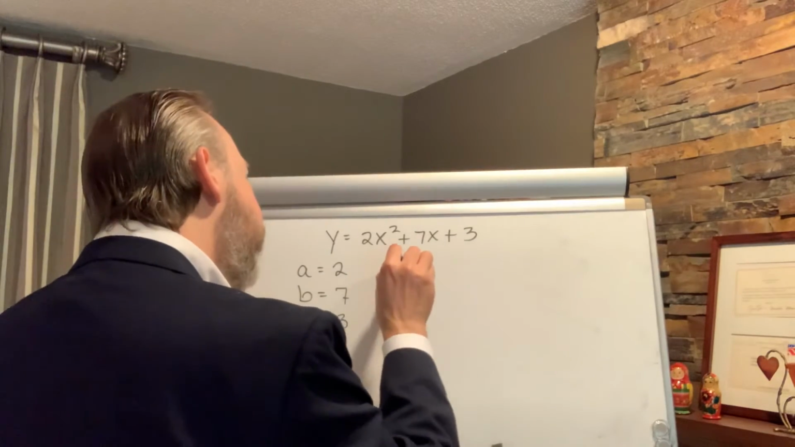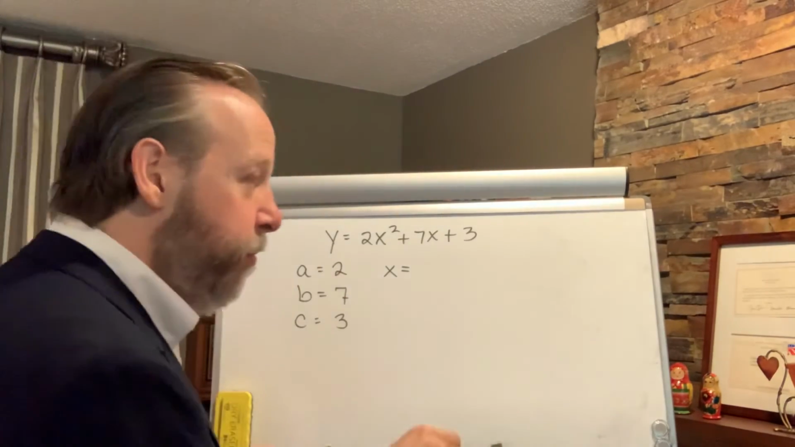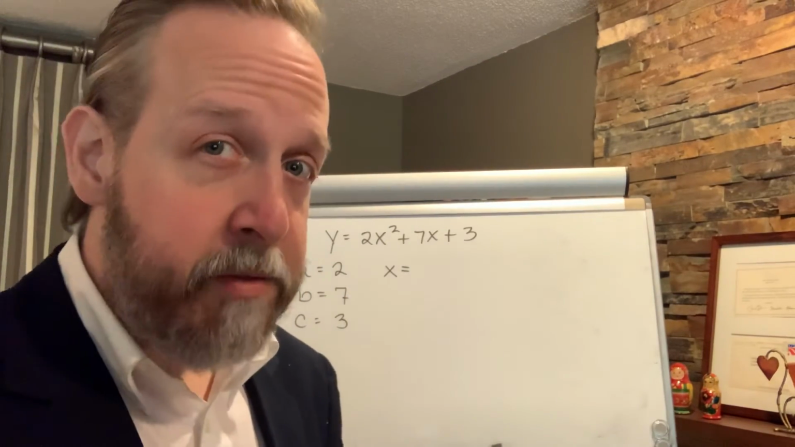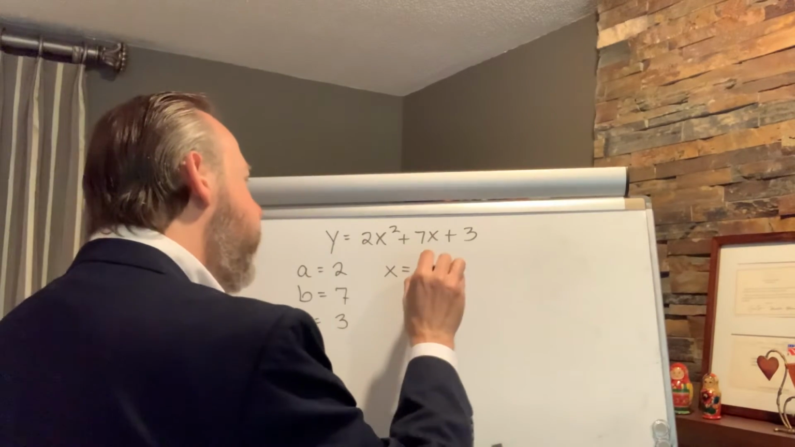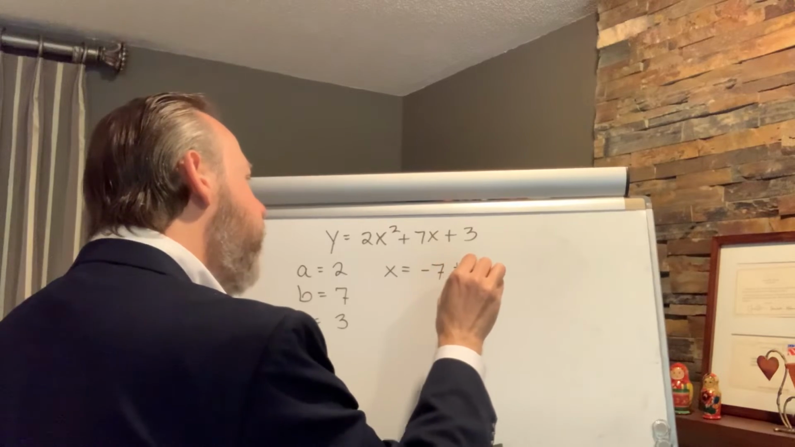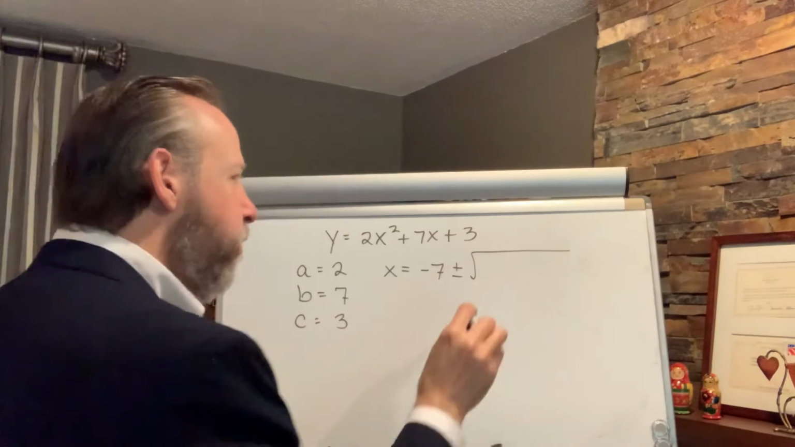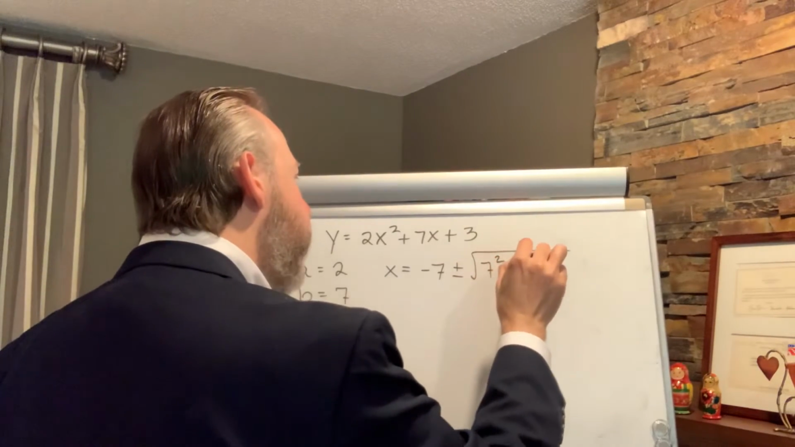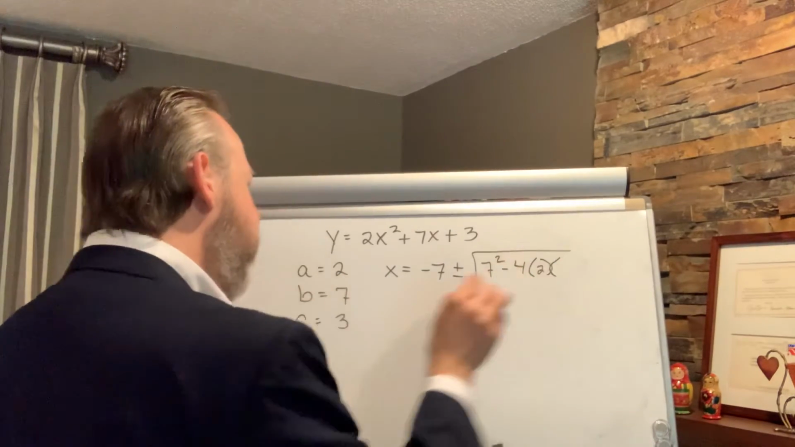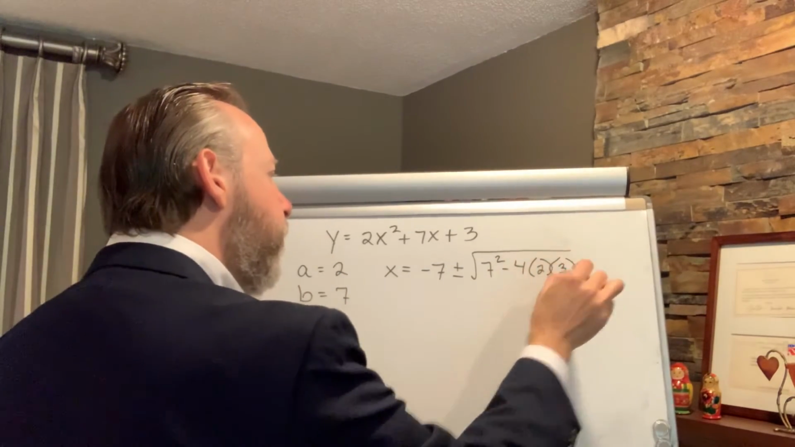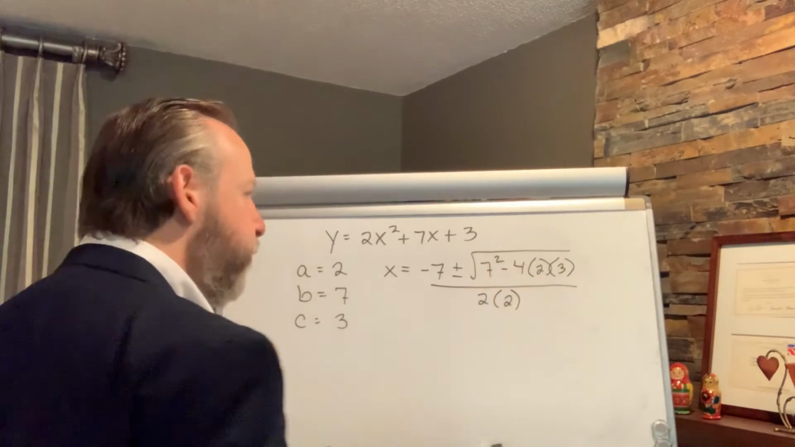So, x equals negative b. Well, b was 7, so it's negative 7. If b were a negative number, it would turn positive. So, x equals negative b, plus or minus the square root of b squared. Well, that's 7 squared, minus 4 times a. Well, a is the number 2, times c. C was the number 3. All over 2 times a, which was again the number 2.